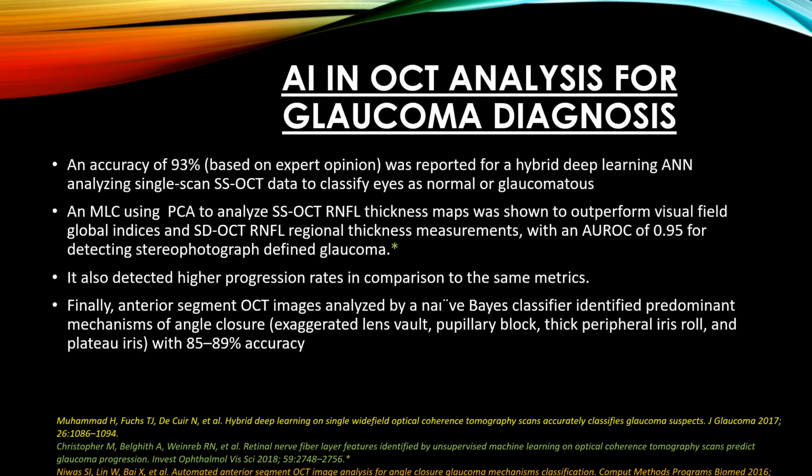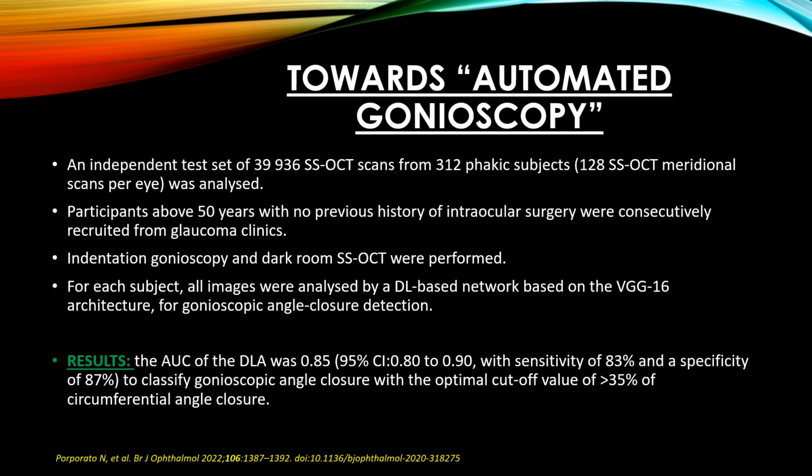An anterior segment OCT image analyzed by a Naive Bayes classifier identified predominant mechanisms of angle closure with 85 to 89% accuracy. That is, those patients who had an exaggerated lens vault, pupillary block, thick peripheral iris roll, and plateau iris were more predisposed to developing angle closure glaucoma.